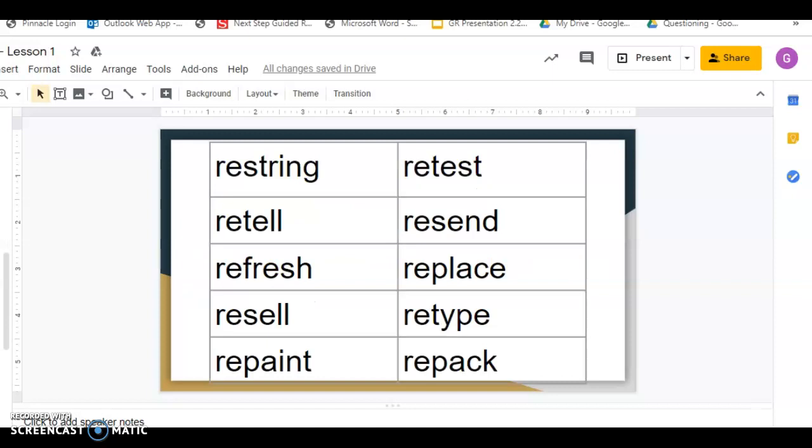Now it's going to be your turn. Let's see if you can find the prefix in these words on your own. Remember to circle the prefix, underline the rest of the word, and then read the word aloud. You can pause the video here and write them on your paper and then come back and let's check it together.